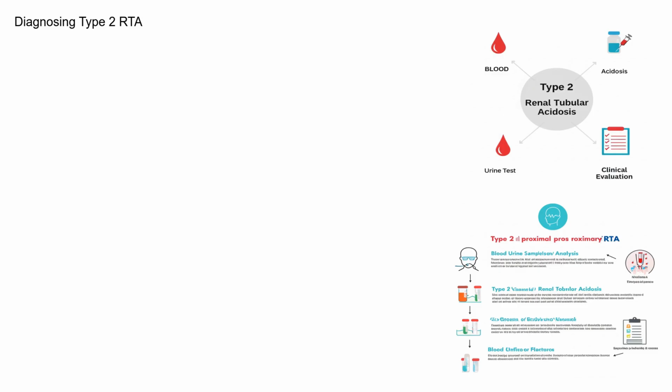Diagnosing type 2 RTA involves a combination of clinical evaluation and laboratory testing. Blood tests will reveal low serum bicarbonate levels and an acidic blood pH, confirming metabolic acidosis. Urine tests are used to demonstrate a high fractional excretion of bicarbonate, indicating the kidney's inability to reabsorb bicarbonate effectively. Further testing may be required to identify the underlying cause of the proximal tubular dysfunction, such as urine protein electrophoresis to look for multiple myeloma or testing for autoimmune diseases.